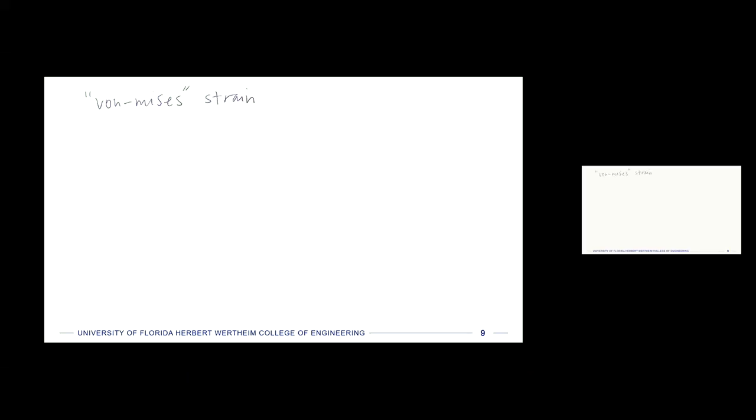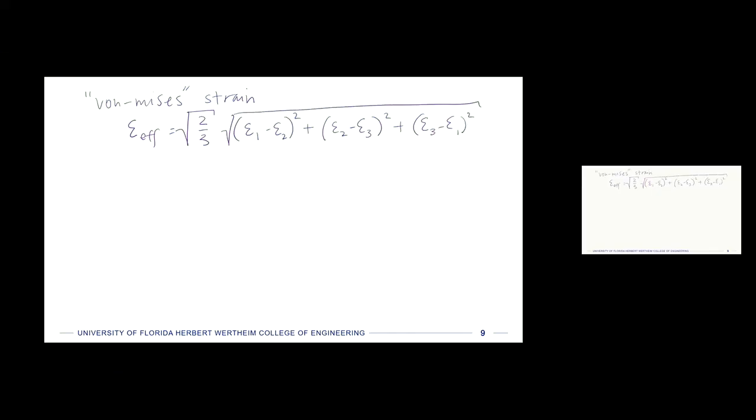And so you can say some sort of an effective strain is an expression like this, which is a combination of the principal strains. This is not even suggested in this chapter of our textbook, but I found it in a different text. So you just do the sum of all the differences like this, the differences squared, and then take the square root.